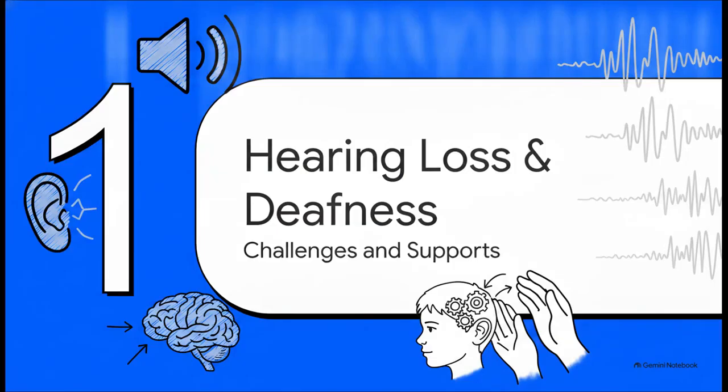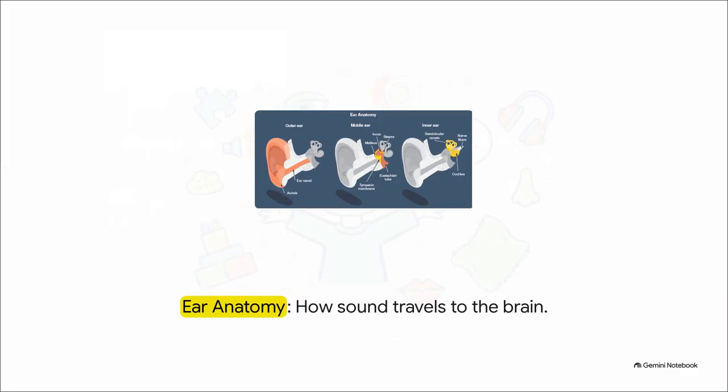Okay, kicking things off with Section 1, Hearing Loss and Deafness, Understanding the Challenges and Supports. So hearing loss is measured in decibels, and it can range from just a slight impairment where a kid might maybe miss quiet whispers, all the way to profound deafness, where they aren't processing spoken linguistic info at all.